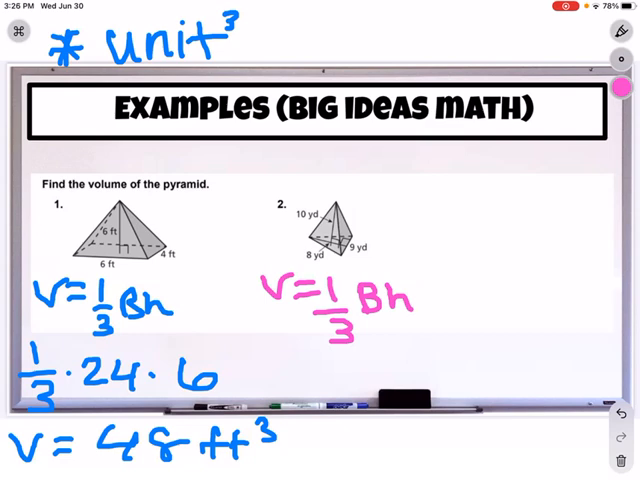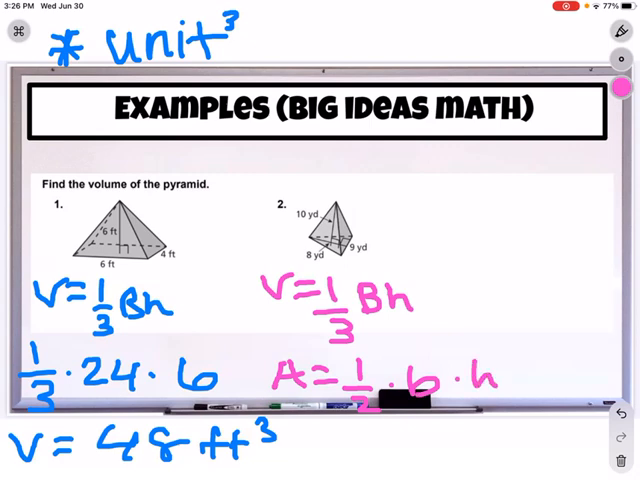So after you're done writing down your formula, what you would do is take a look at your base shape. In my base shape, I have a triangle. And if I look at the area formula for my triangle, that is area equals 1/2 times base times height.